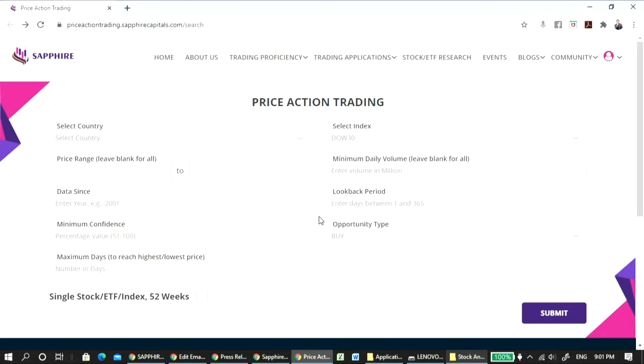Same as with other swing trading applications, there are some compulsory inputs and there are some optional inputs. I'll talk you through each of them.